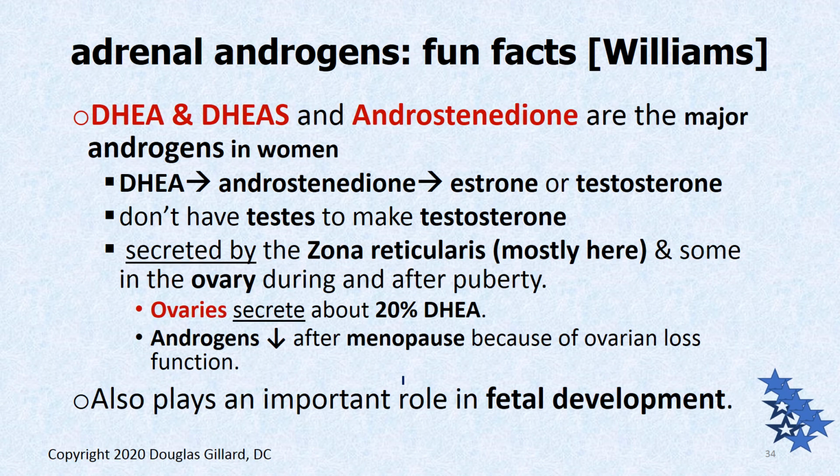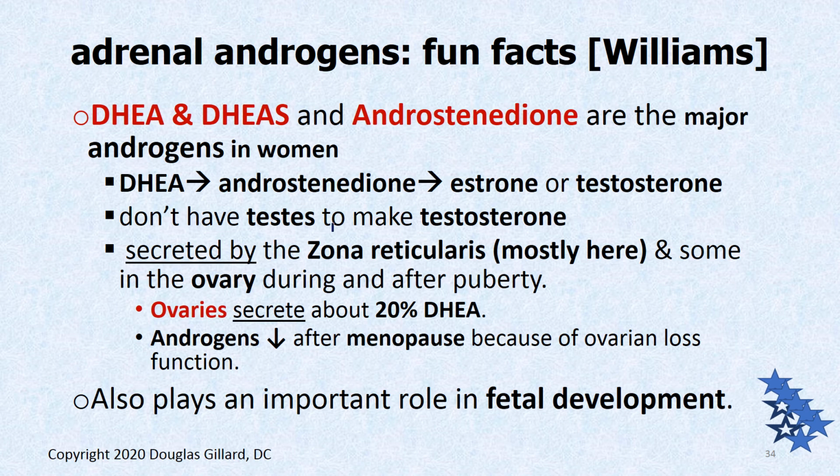Some more fun facts about the adrenal androgens. Remember, not the adrenal steroids. Be careful of that. Adrenal steroids are all of them, right? That's aldosterone, cortisol, and DHEA. Adrenal androgens are just the ones that come out of the zona reticularis. So yep, in women, these are the major androgens in women. And how do you make testosterone in a woman? Well, you take DHEA, convert it to androstenedione. That can be converted into estrone, which can be converted into the other estrogens. And the testosterone in women comes from androstenedione as well, or DHEA.